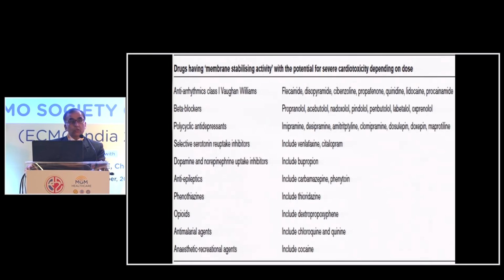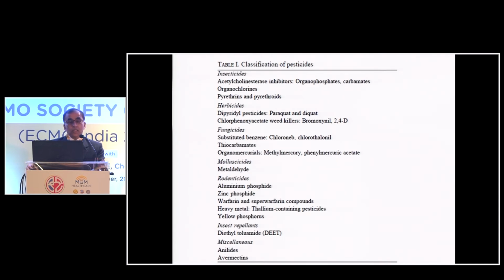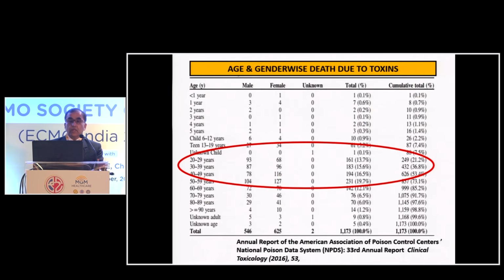These are basically those drugs which have a membrane stabilizing activity, like antiarrhythmic class 1, beta blockers, antidepressants, antiepileptics, and other drugs. They can be severely cardiotoxic, where there can be cardiovascular collapse. The other class, chemicals, insecticides, fungicides, pesticides, can all be used as a poison for self-harm or even as accidental poison.